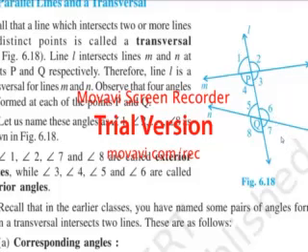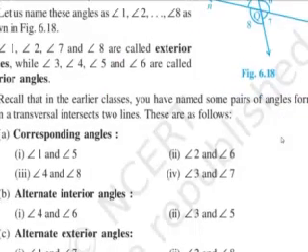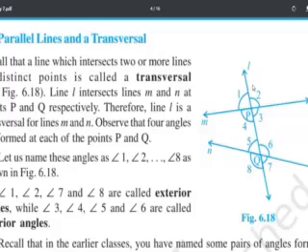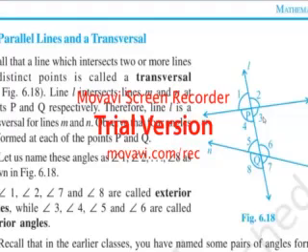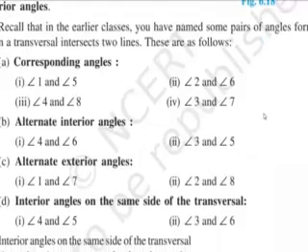I want to tell you that alternate interior, alternate exterior and corresponding angles are all equal in measurement in parallel lines. Not over here, because this figure doesn't show parallel lines. This figure is not of parallel lines, so you can't say that here 2 is equal to 8 or 1 is equal to 7. In parallel lines they are equal. We will be studying about that.